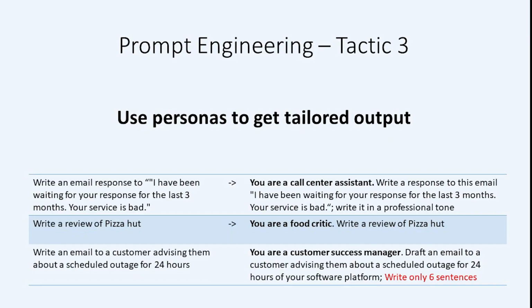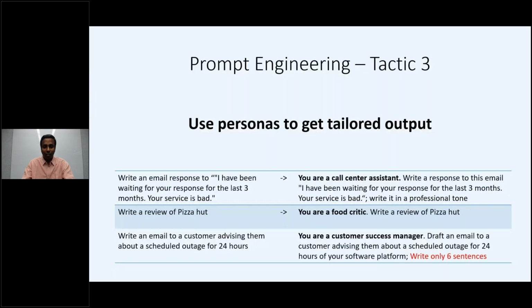The third aspect I'm going to talk about is called personas. This is a pretty cool technique where you can assign a persona to your ChatGPT and then ask it to give you something based on that persona. Here's an example. Here I'm asking if you can act as a call center assistant, and then create an email about some bad customer experience, and you can specify what kind of output you also need. So this is a lot more tailored output you'll get from using the prompt engineering technique. This is tactic 3.